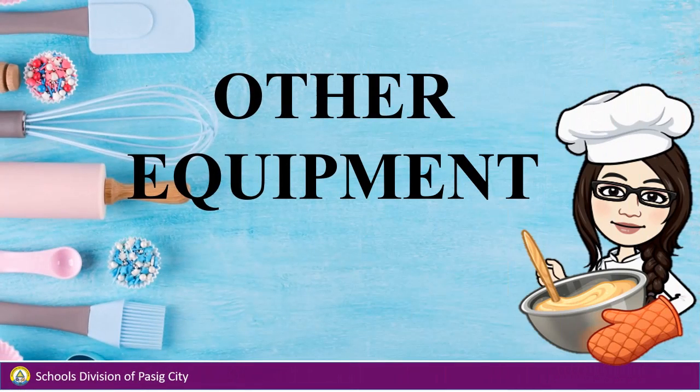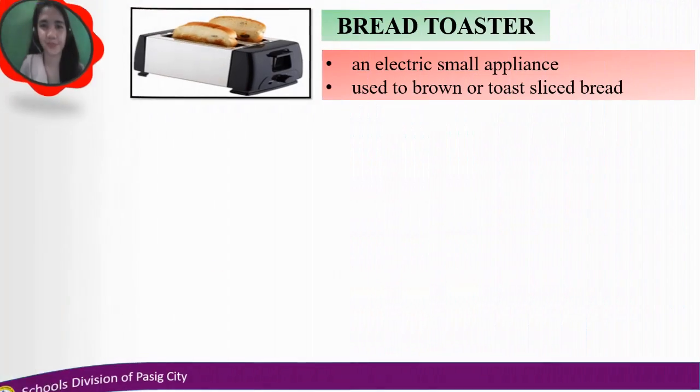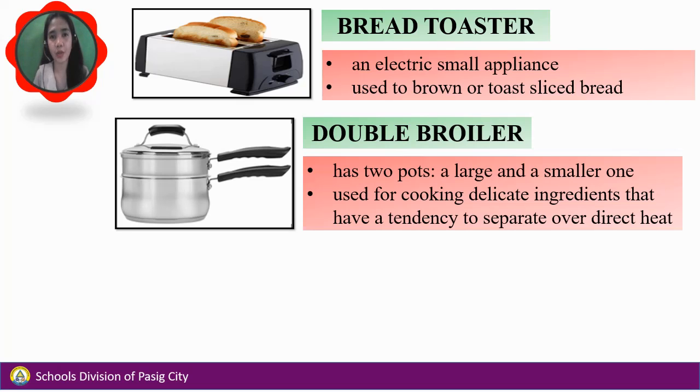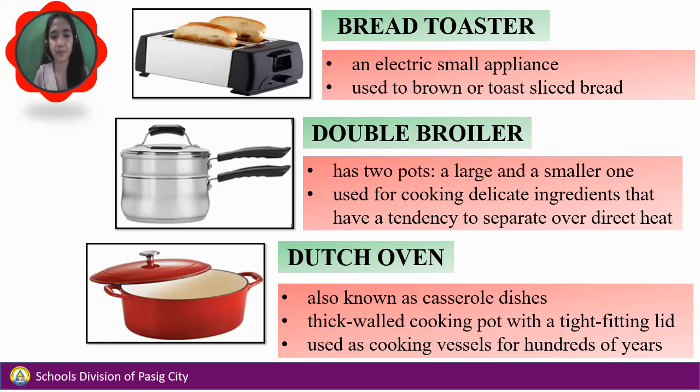Now let's talk about other equipment. Bread toaster, an electric small appliance used to brown or toast sliced bread. Double boiler, has two pots, a large one that looks a lot like a regular saucepan, and a smaller, shallower pan that nestles inside. It is used for cooking delicate ingredients that have a tendency to separate over direct heat. Dutch oven, also known as casserole dishes, thick walled cooking pot with a tight fitting lid, used as cooking vessels for hundreds of years.